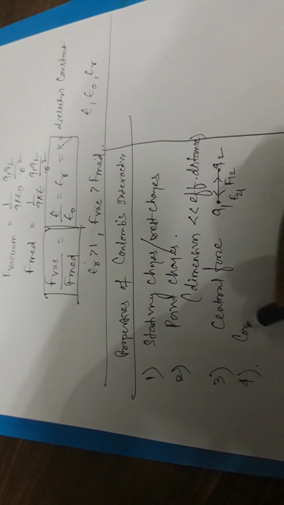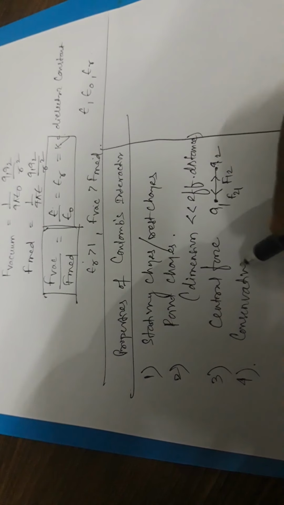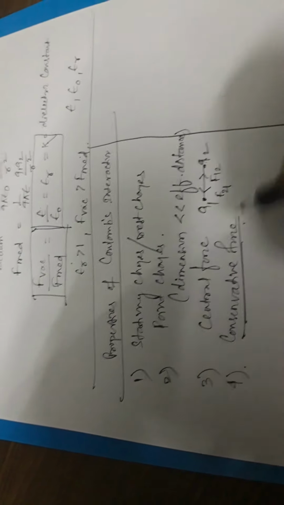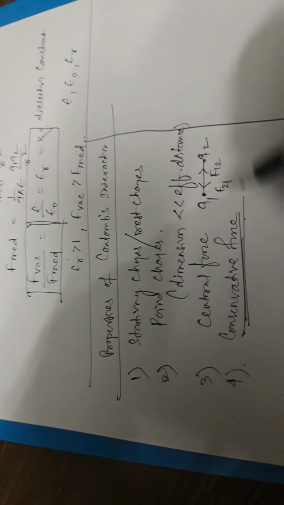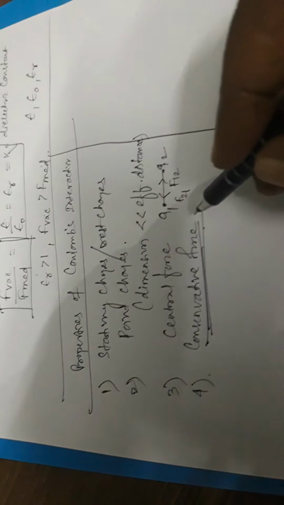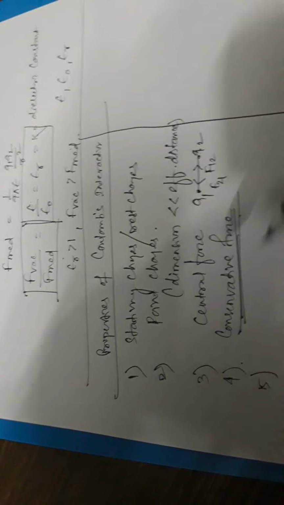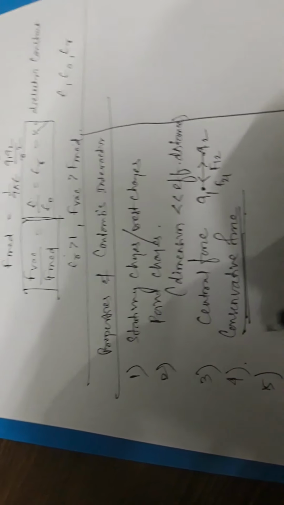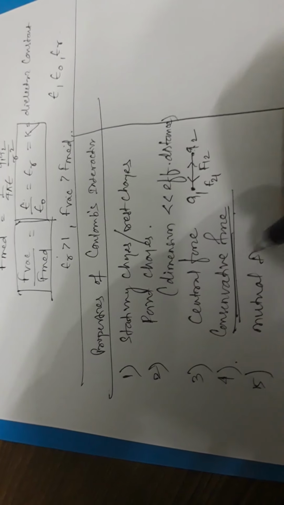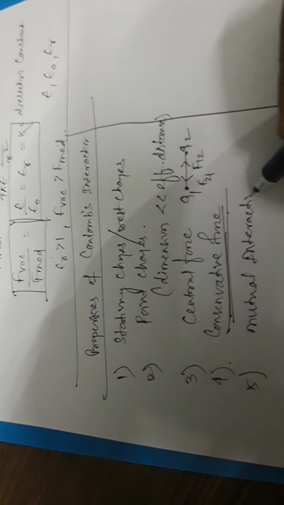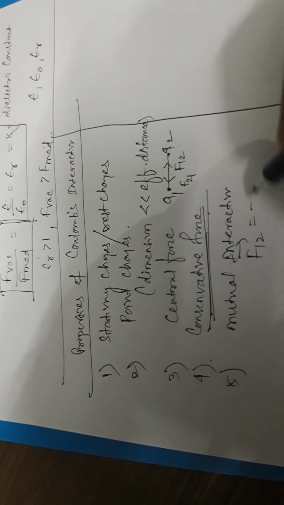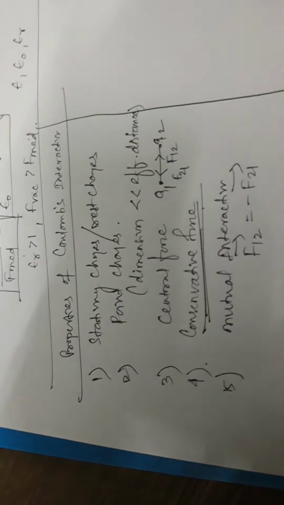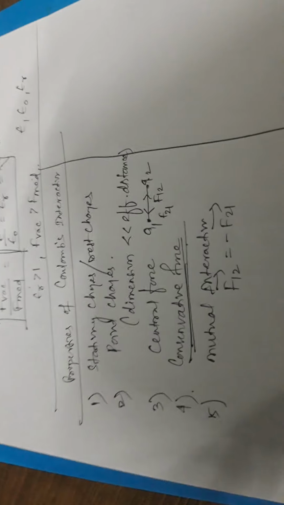It is also called a conservative force. Conservative force means a force for which the work done is independent of the path followed by the body. And it is a mutual interaction, or you can say it obeys the third law of motion. The force exerted by Q1 on Q2 is equal in magnitude and opposite in direction to the force exerted by the second charge on the first.